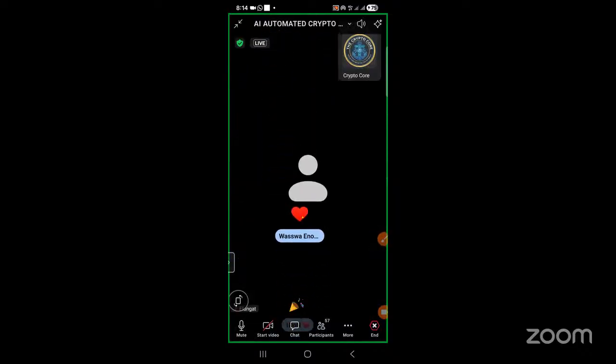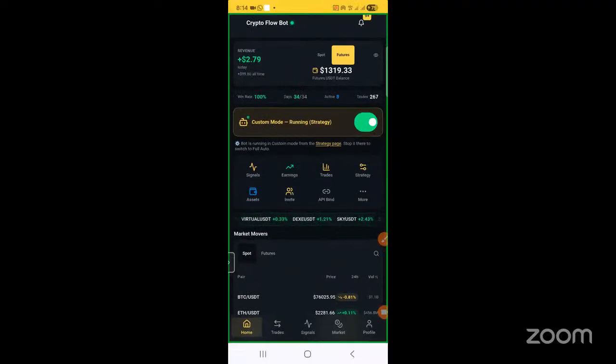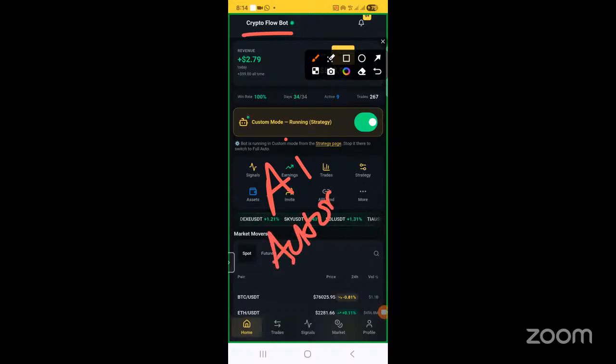Enjoy, enjoy, enjoy. So let me show you something. So what is Crypto Flow Bot? Crypto Flow Bot is an AI automated crypto trading robot or software. You can call it a robot, you can call it a software, but I'm going to explain.